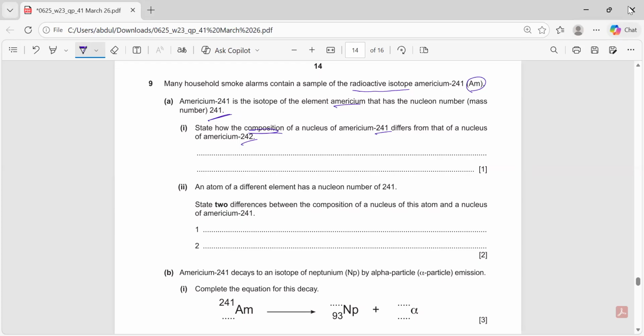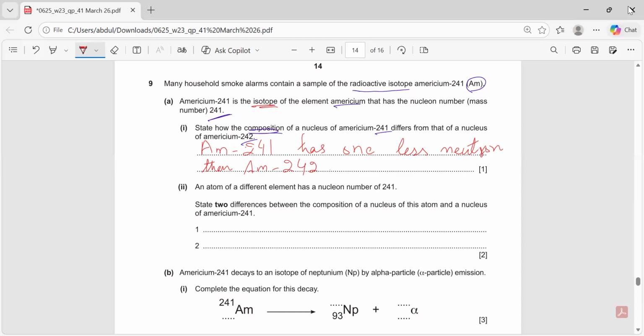I'm writing their symbols, dear friends. Am, meaning americium-241, has one less neutron than americium-242. So, isotopes.